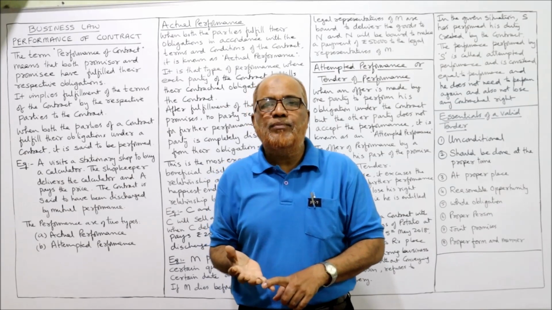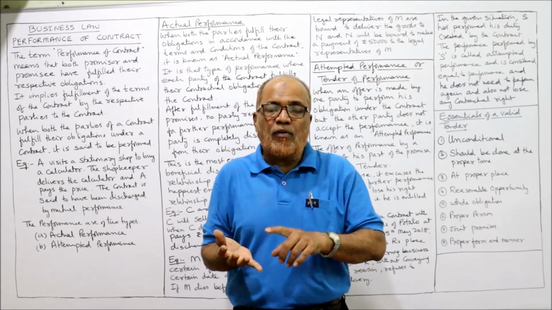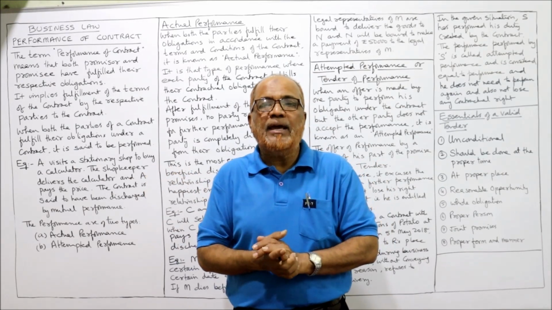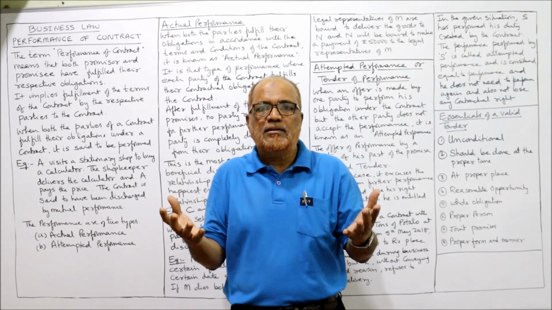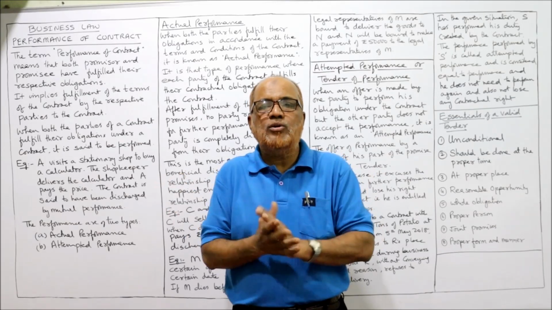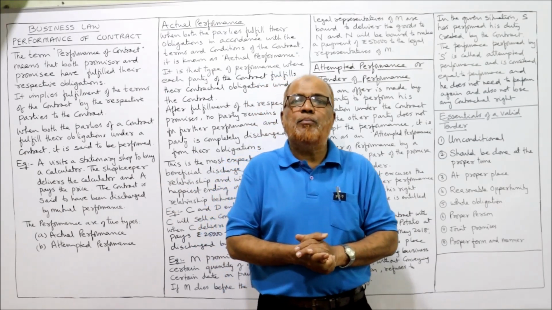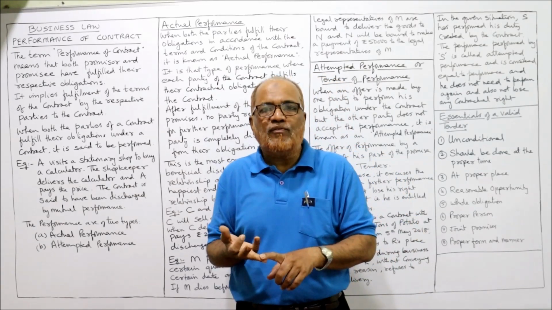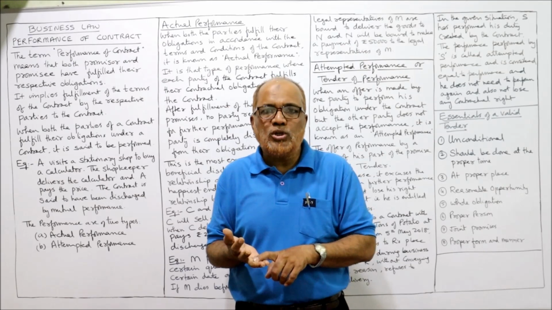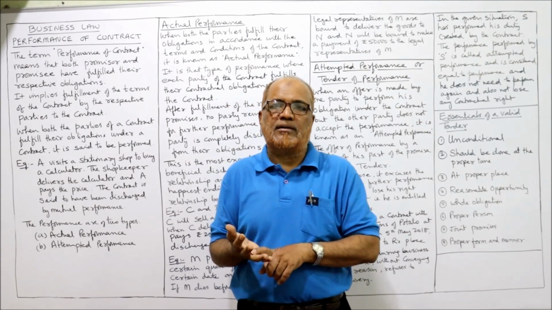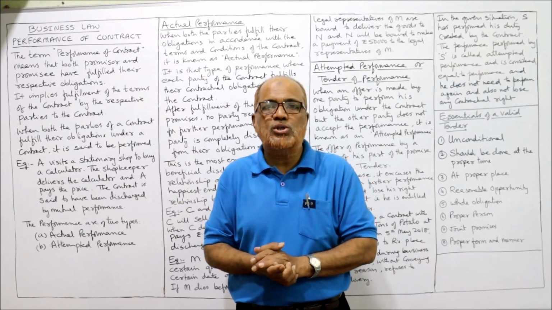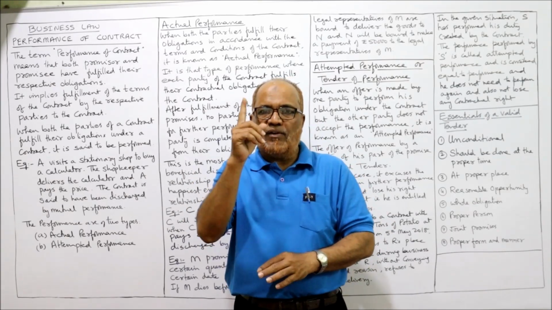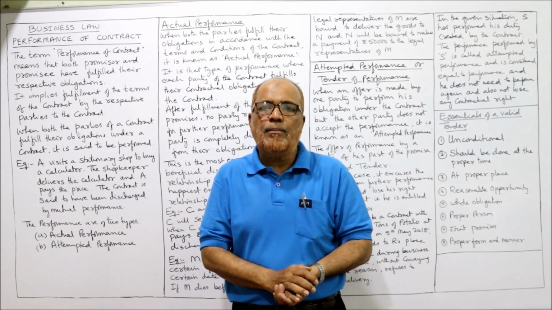The first mode is through performance. By performance, the contractual relations come to an end. Secondly, by agreement or by consent, the contractual relations can be brought to an end. Similarly, third one, impossibility of performance. Fourth one, lapse of time. Fifth, by operation of law, and by breach of contract. So these are the 6 modes of discharging the contract. Out of these 6 modes, the first mode is very important, that is performance.